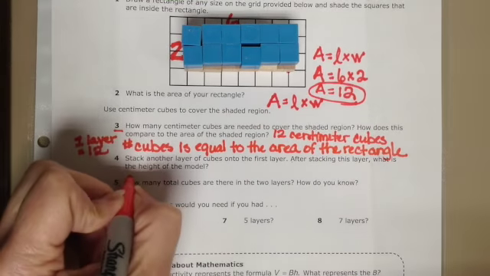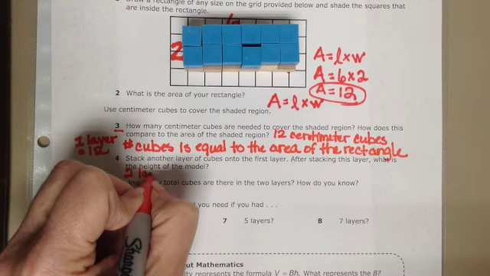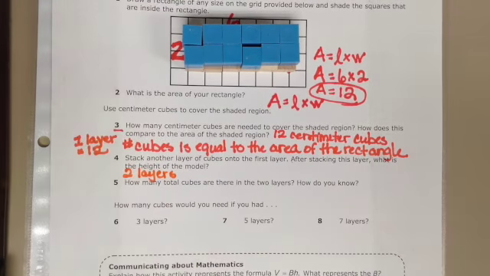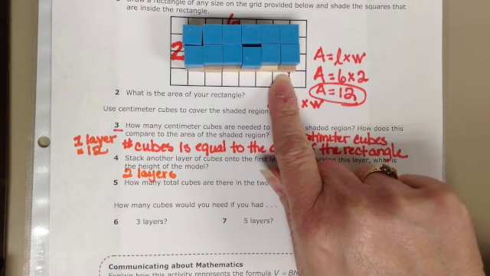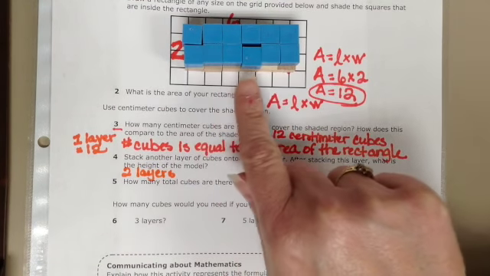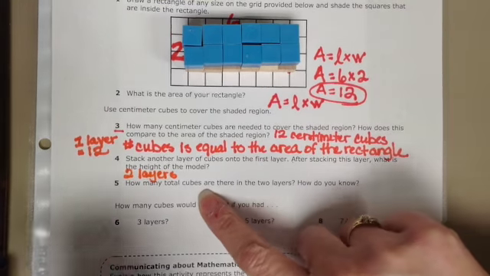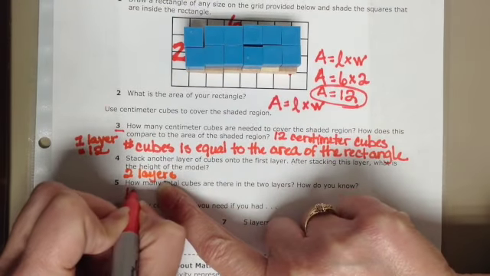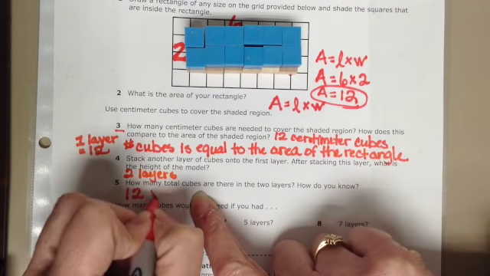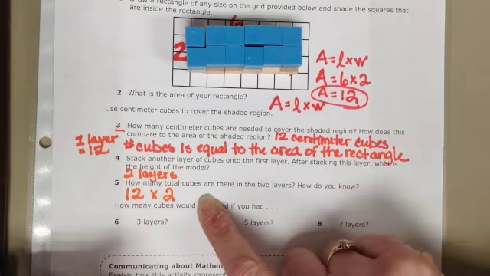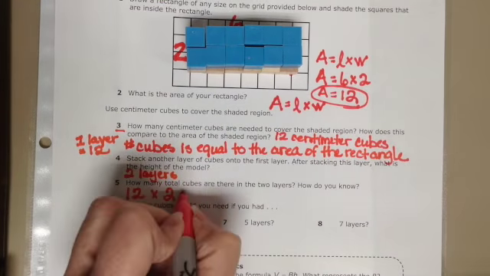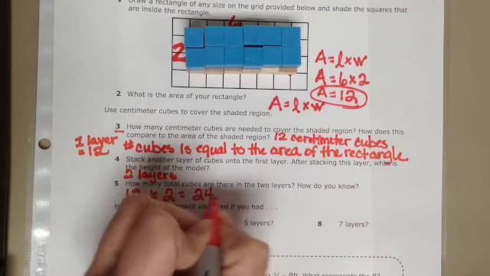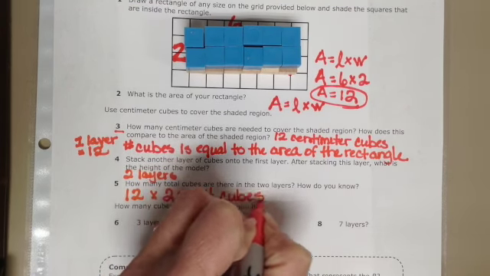Right now, we have 2 layers. And how many total cubes are in the 2 layers? Well, I had 12 on the bottom, and I have 12 on the top, so I have 2 sets of 12, or 12 times 2, because remember it took me 12 to cover the first layer. So 12 times 2 equals 24 cubes.